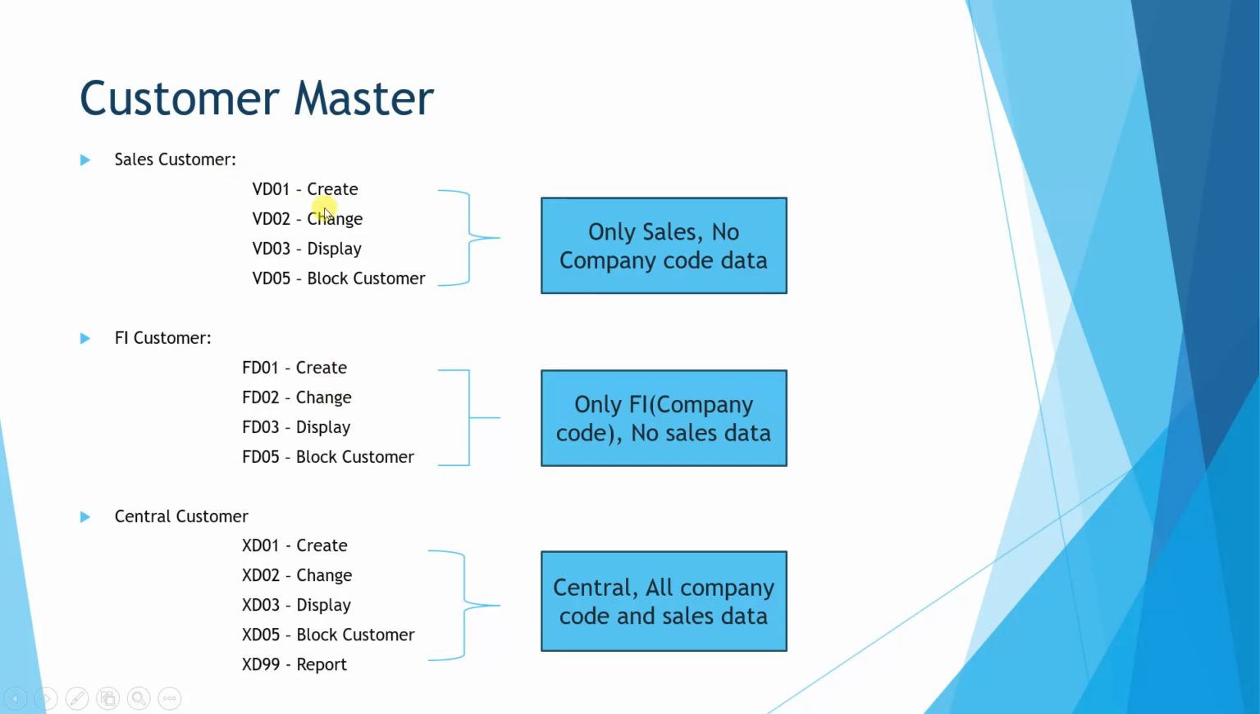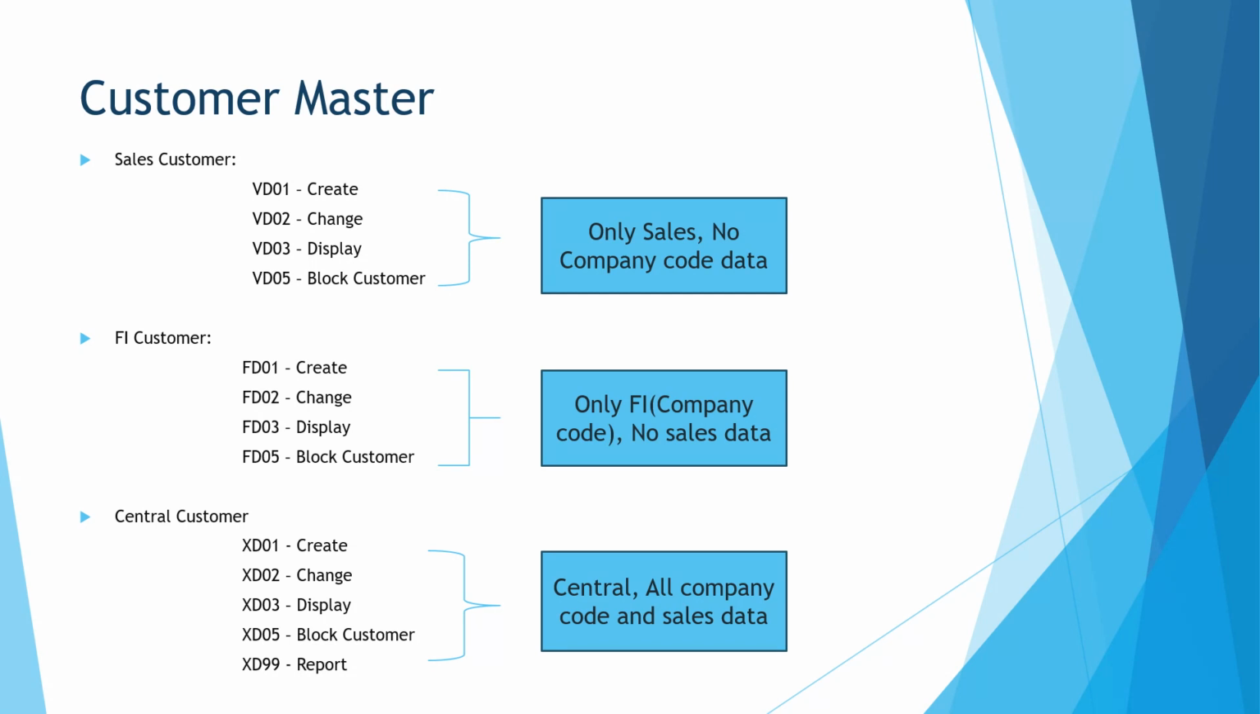So they use these T codes in special cases, but the main T codes are XD01, XD02, XD03, XD05, and XD99, because in real time also they are using only the central customer. So the central customer contains all general data, company code data, and sales data. General data will be there for all cases. Now I am going to show how to create the customer in ECC.